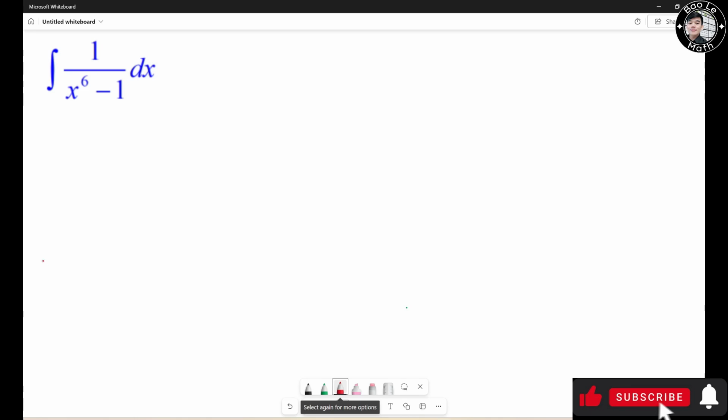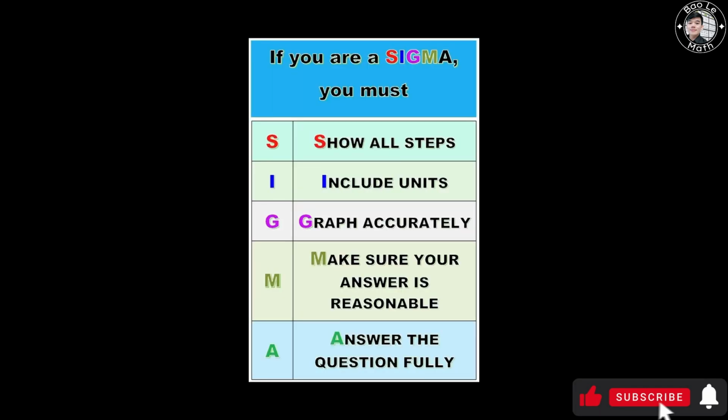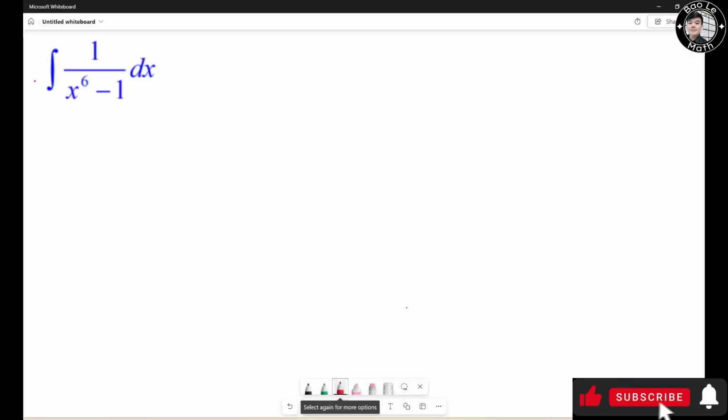Hello everyone, in this video we're going to learn how to integrate 1 over s to the 6 minus 1 ds. Alright, so we see that this is the power 6. We need to bring this power down by using the difference of two squares. So it's going to be the integral of 1 over s to the third squared minus 1 ds.